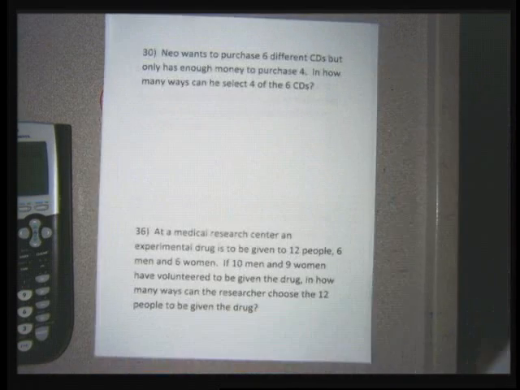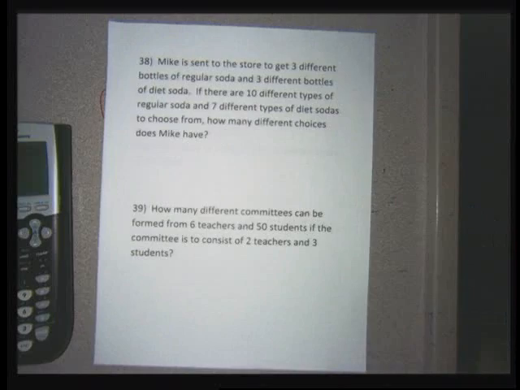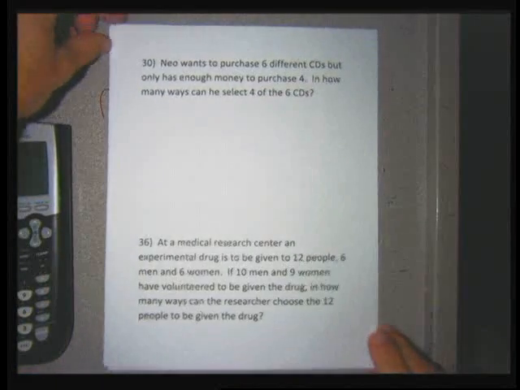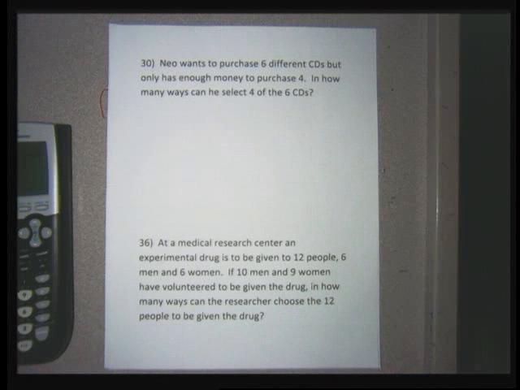So this book is starting to get dated because CDs are starting to become a thing of the past, since we mostly just do our music online now and throw it on our iPod. But back when this book was written, iPods were just getting started, and so we actually bought CDs. So Neil wants to purchase 6 CDs, compact discs that have music on them, not like savings bonds or investments at the bank. And he only has enough money to purchase 4. And how many ways can he do this?